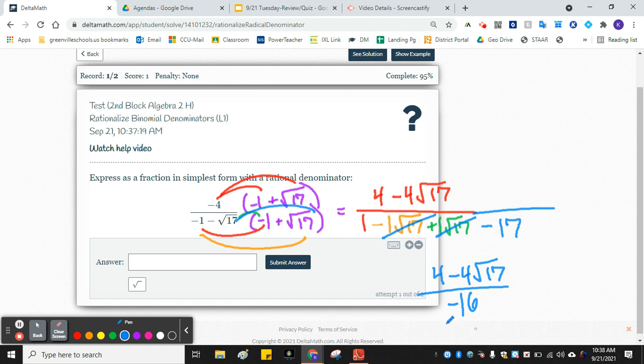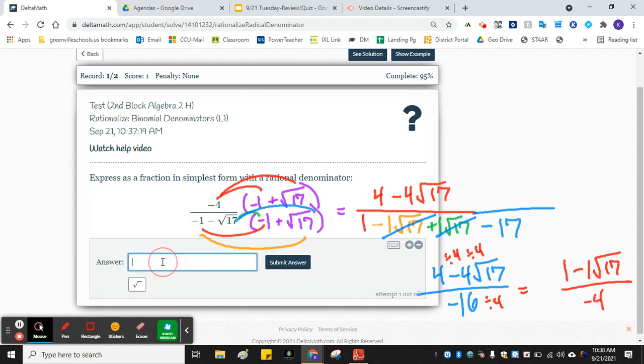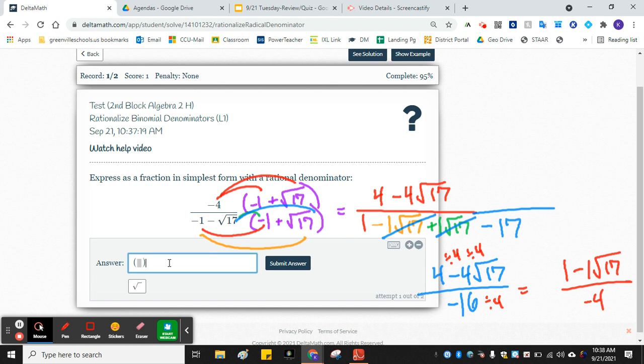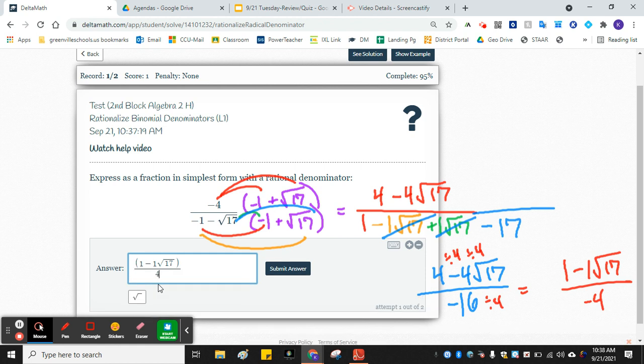All right, 4 goes into all of these numbers, so I'm going to divide by 4. So I'll get 1 minus 1 square root 17 all over negative 4. So in parentheses, 1 minus 1 square root 17 divided by negative 4. Mess the whole question up just by forgetting the negative.